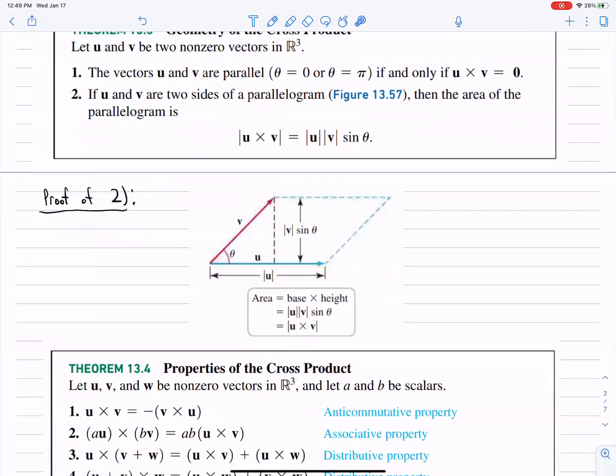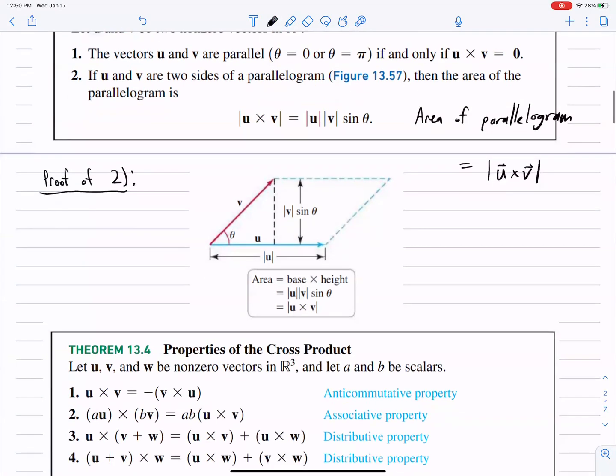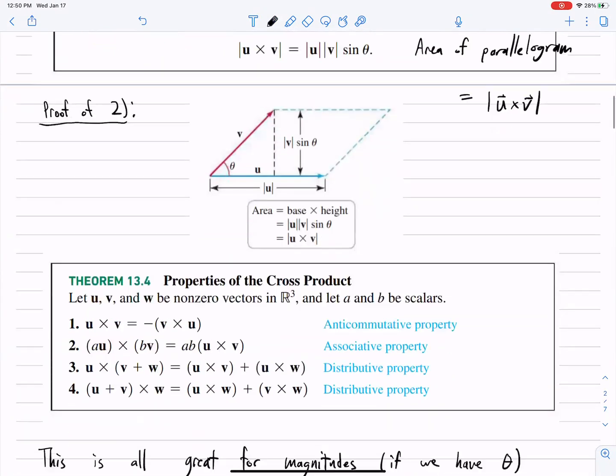And so this is an important idea, though, that the area of a parallelogram is the magnitude of the cross product. So, area of parallelogram, I'll write it again, is equal to the magnitude of u cross v. And so the magnitude of a cross product kind of gives us this area of a parallelogram.